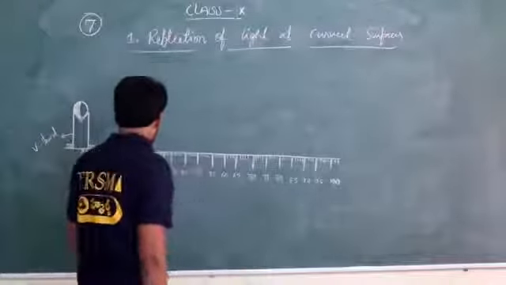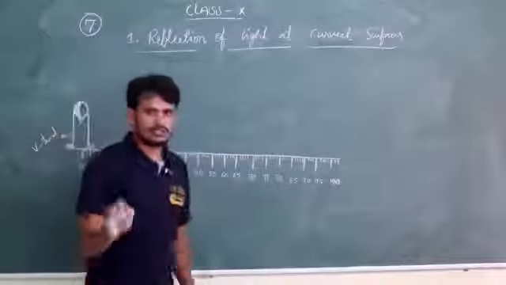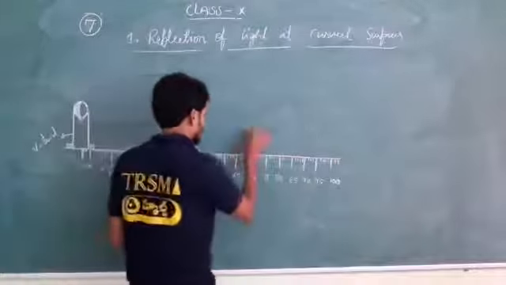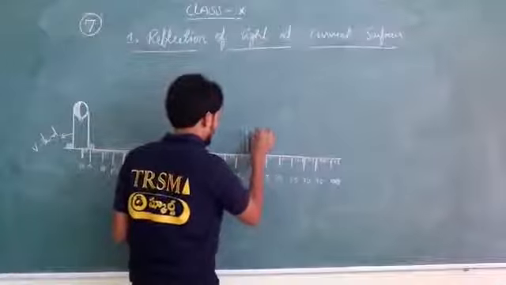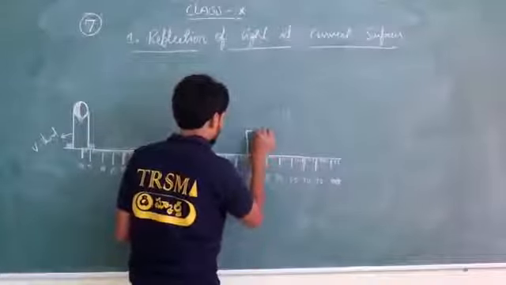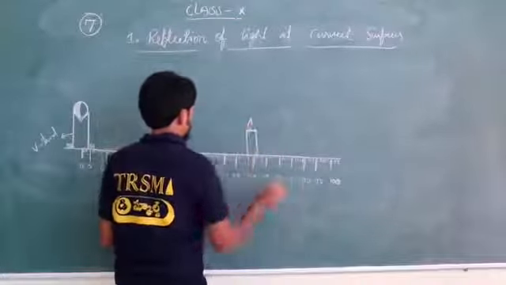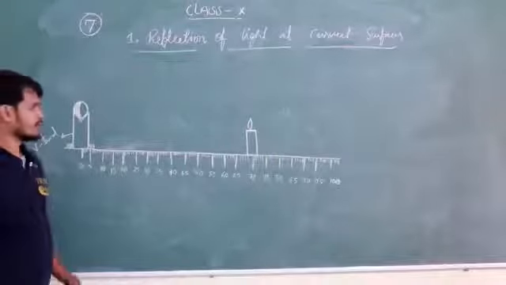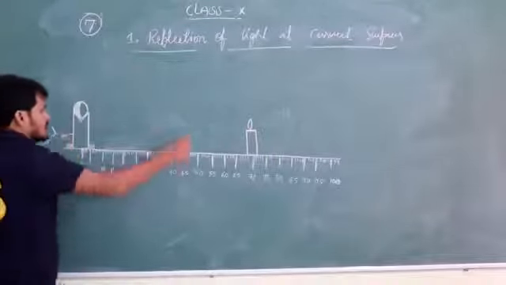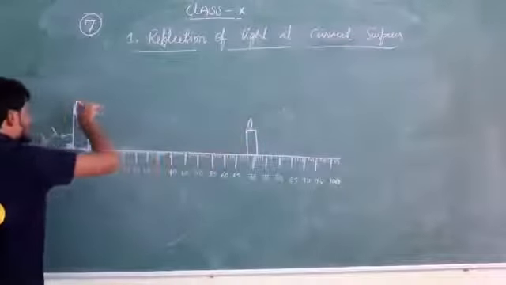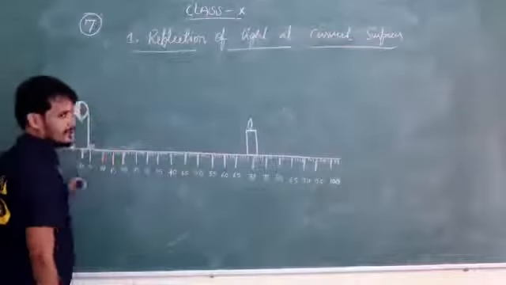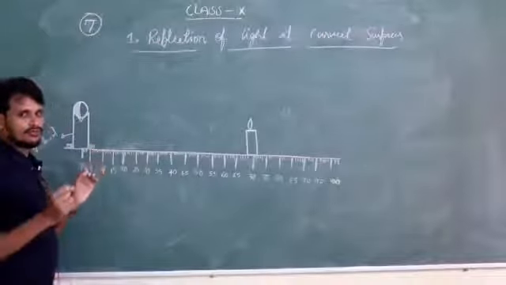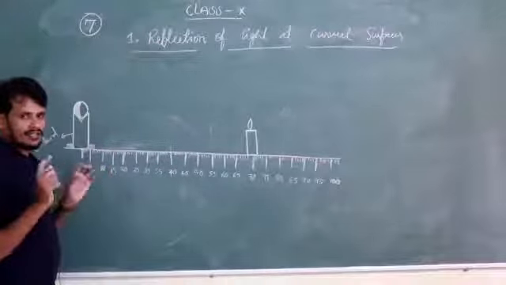Now place one object at any of these distances; that is your wish. Now I am going to place the object, the candle, at 70 centimeters. What happens? The rays come from the candle, strike the concave mirror, and are reflected back. Now to capture the image, we need to use a screen.